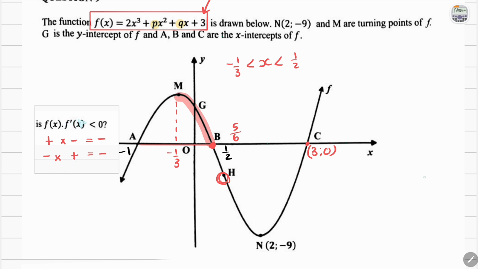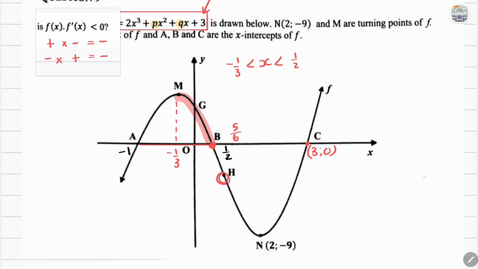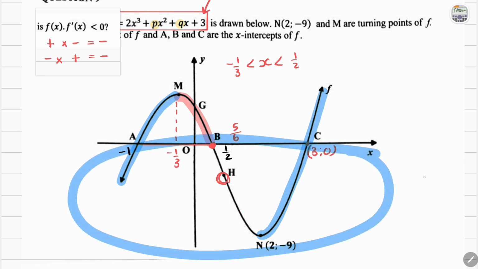Again, you can focus on where f prime of x is increasing first, where it has a positive gradient. So where does it have a positive gradient? Where it's moving upwards. So here it's moving up, and here it's also moving up. At the same time, we need to ensure that the graph of f is negative this time. So where the graph of f has negative y values, this will be below the x-axis.